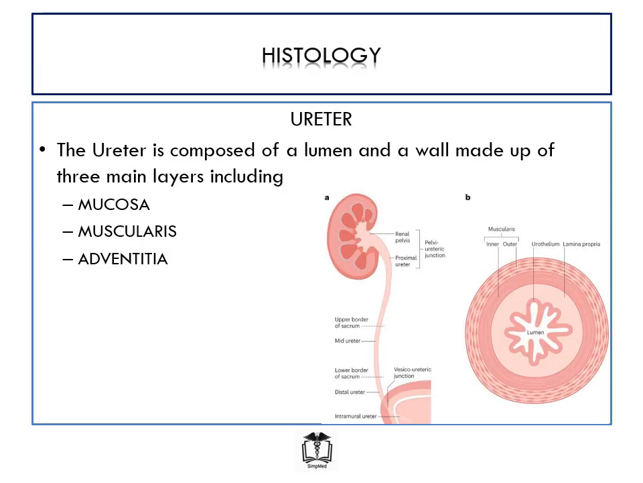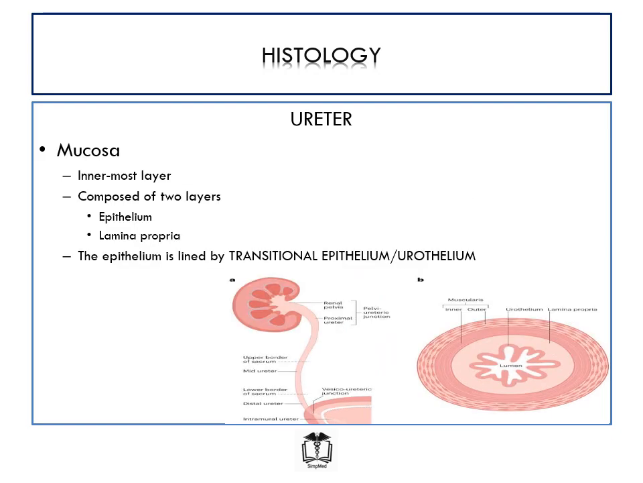Let's go on to talk about the histology of the ureter. The ureter is composed of a lumen and a wall that is surrounding it. This wall is made up of three major layers from inside to outside. They include the mucosa, the muscularis externa layer, and then the adventitia layer. You can see an image of how the walls of the ureter tend to be formed and surround its lumen.